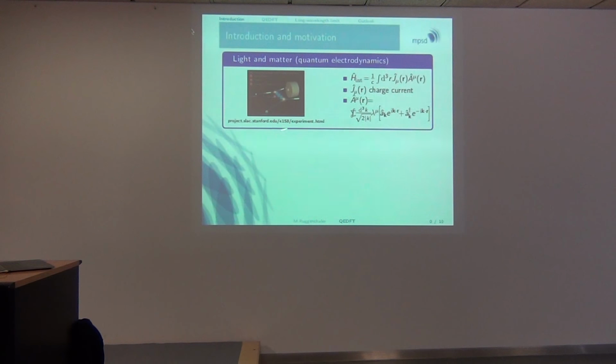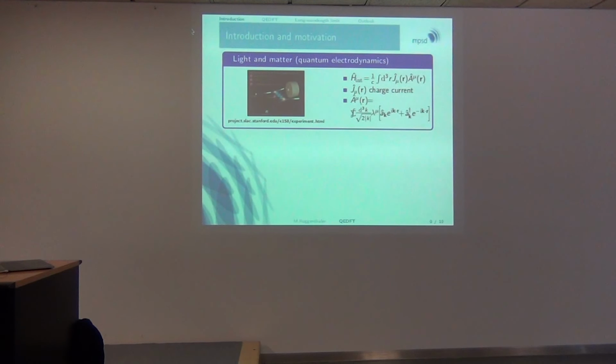charged particles interact. We have a moving charge, that means a charge current. And this charge current can eventually create a photon with momentum k, so the particle loses energy and momentum. The photon travels through space and can be reabsorbed by a different moving charge that then gains the lost energy and momentum.